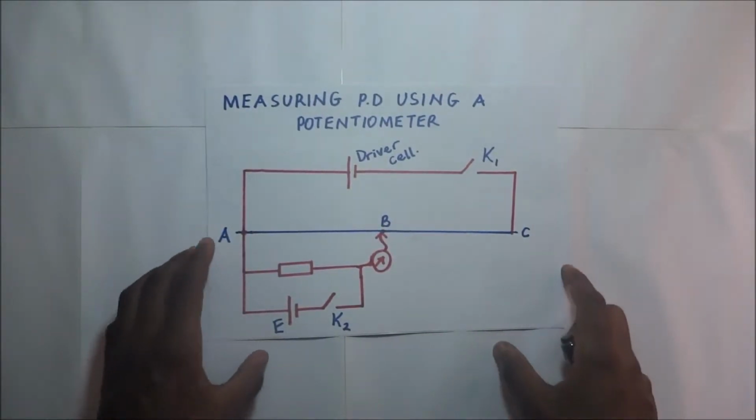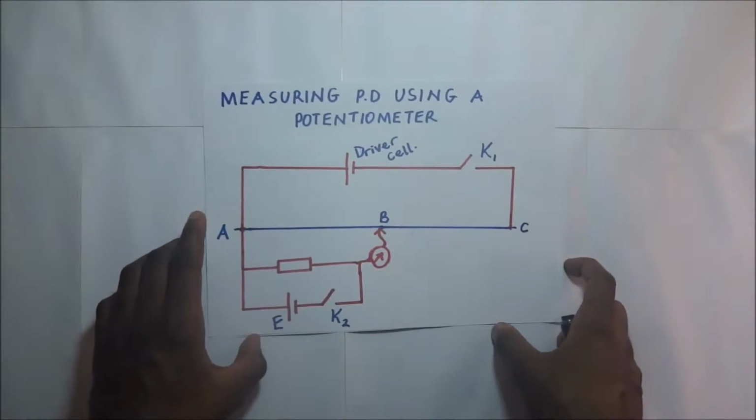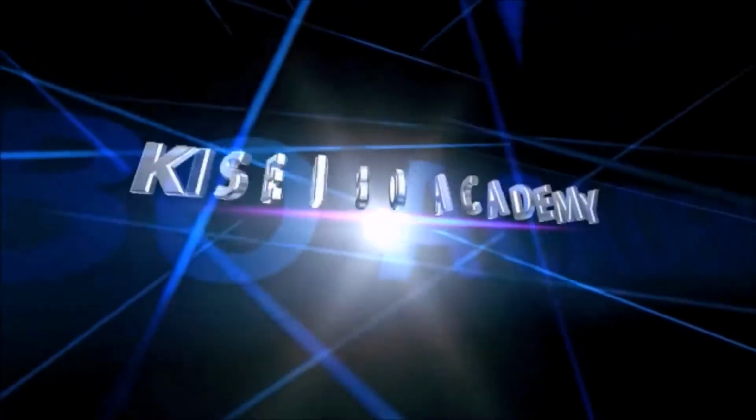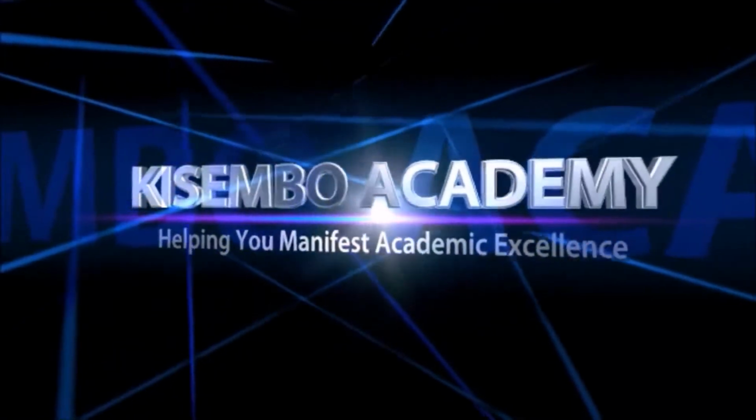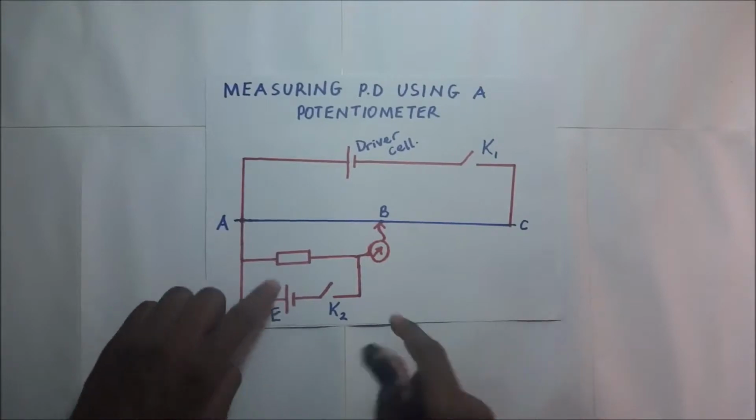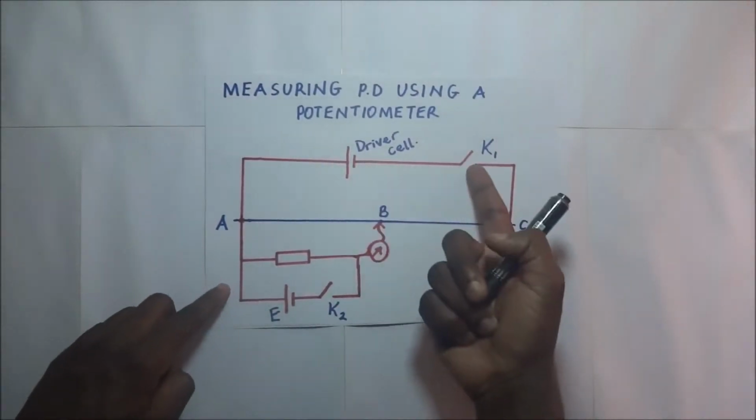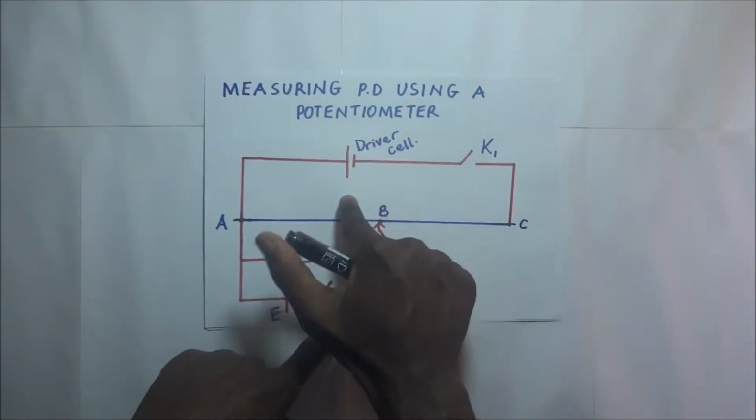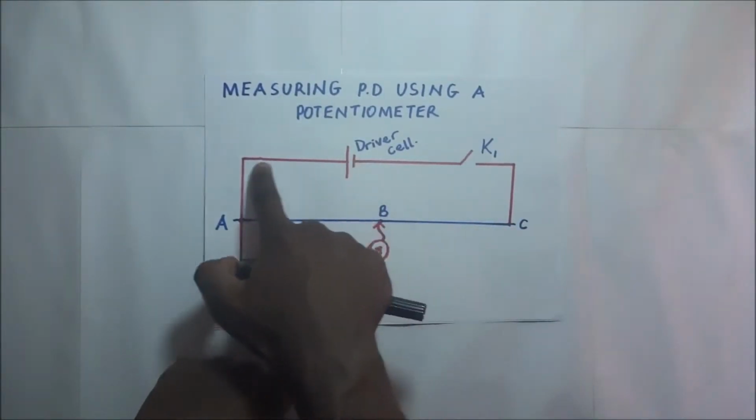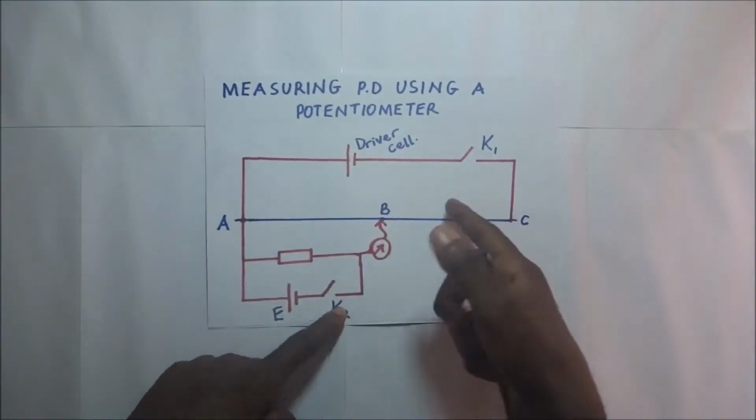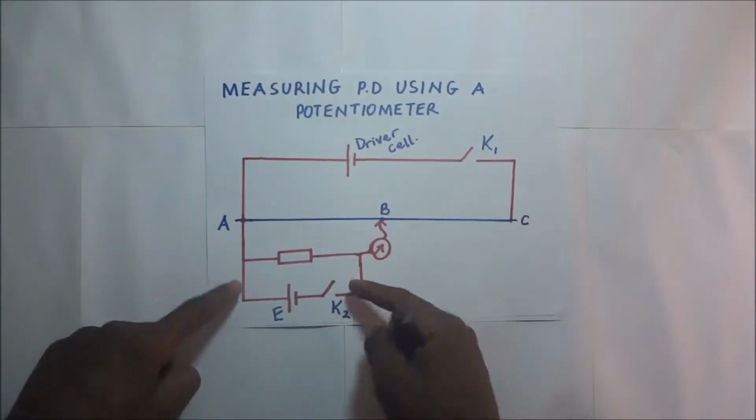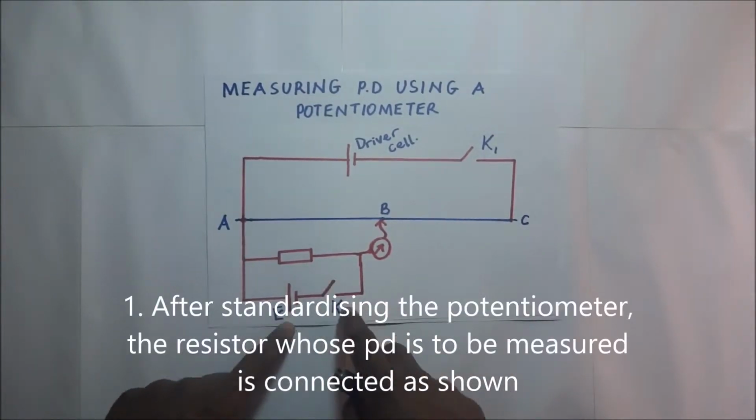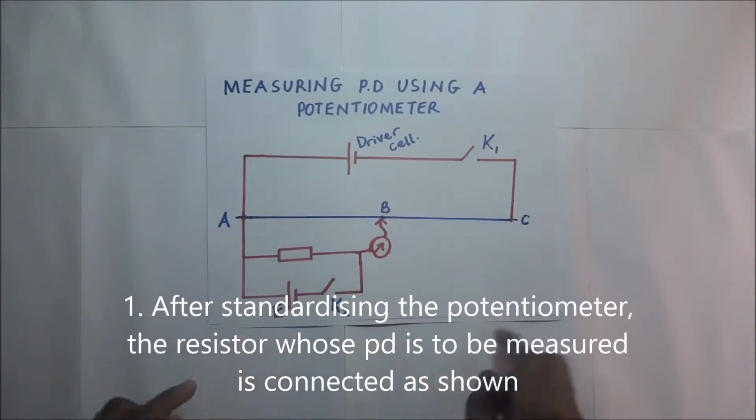So in this video, we are going to explore how we measure the potential difference of this resistor using a potentiometer wire. Now, if you look at this potentiometer, of course, we have the driver cell and these two switches, K1 and K2. If we close K1, it means that we are putting this driver cell to release current into the primary circuit, and K2 also brings this other cell 2 into the circuit.